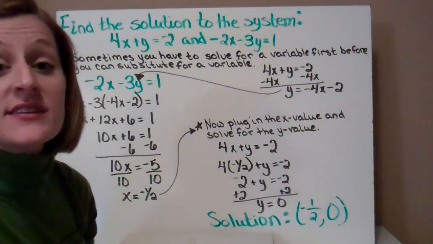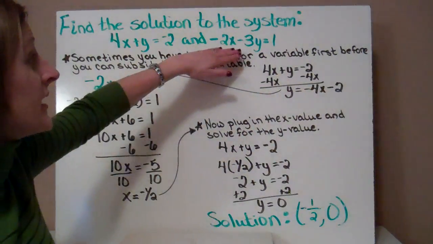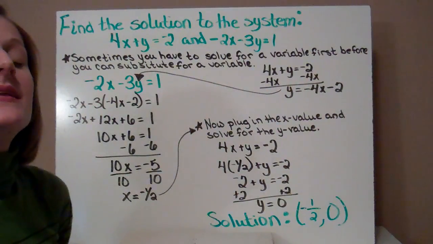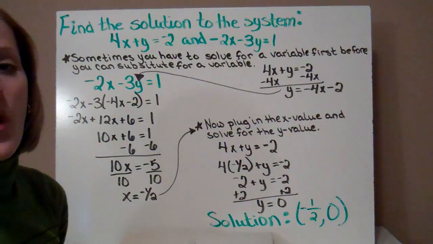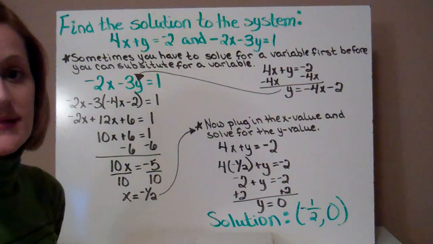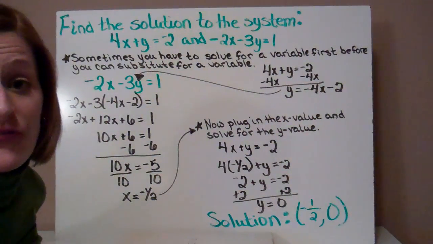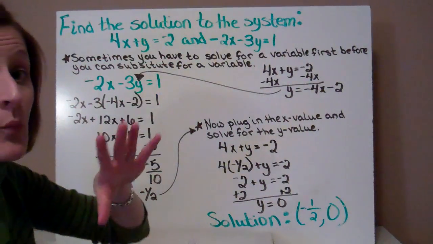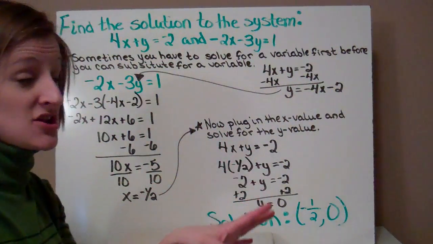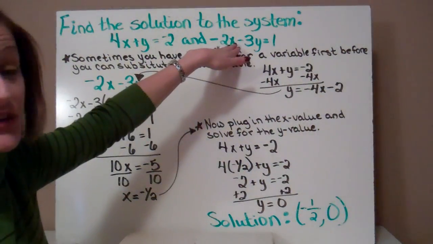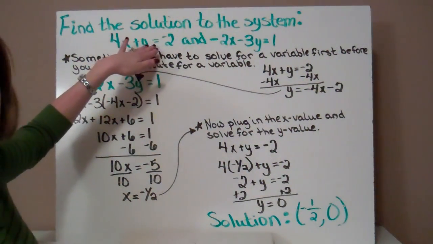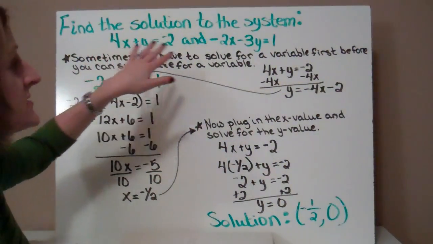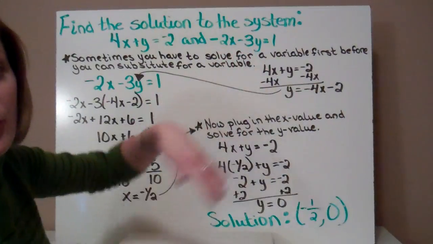This time I have 4x plus y equals negative 2 and negative 2x minus 3y equals 1. Now notice, neither one of them is an x equals or a y equals, with the variable isolated all by itself. So sometimes you have to solve for that variable first. Notice in the first one I have just a plain y. There's not a coefficient, it's not a 2y or a 3y like it is over here. This y is all by itself. It doesn't have a coefficient with it like the 4x does, or the negative 2x or the negative 3y.